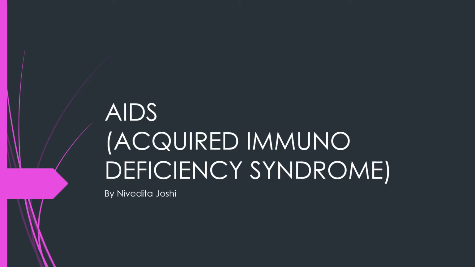Nivedita is here, and today's topic from class 12th biology is AIDS, that is acquired immunodeficiency syndrome. See, the word syndrome is there. So in this video, we'll go through how this syndrome is caused, what are the ways for its transmission, in what way it affects or weakens the immune system, and what are the possible diagnostic techniques.